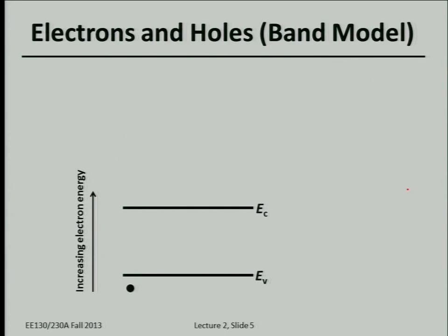Okay, so the allowed energy states. How do we show electrons and holes, these charge carriers? Here's the energy band diagram again. If we want to keep track of a specific electron, we illustrate it by drawing a dot on the energy band diagram. So in this case, we have an electron occupying an allowed energy state within the valence band.